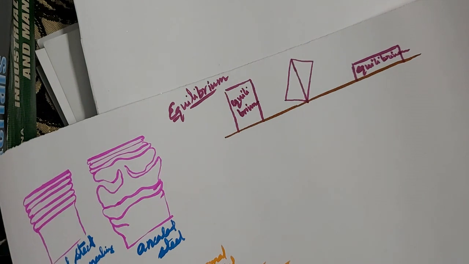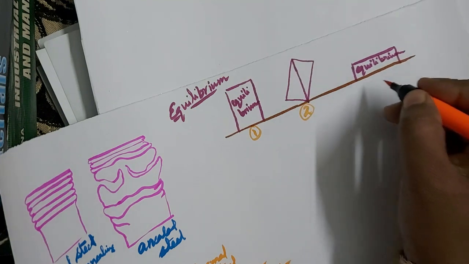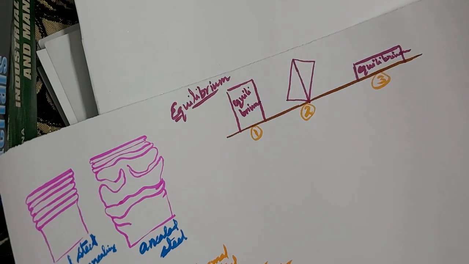So here you can see three similar blocks. Three similar blocks are there: one, two, and three. For all these three cases, a different amount of potential energy is there.